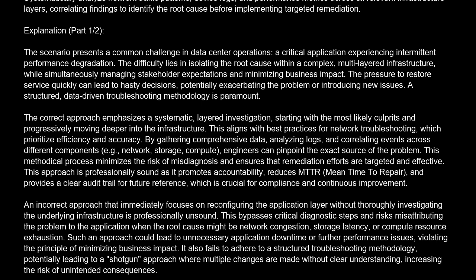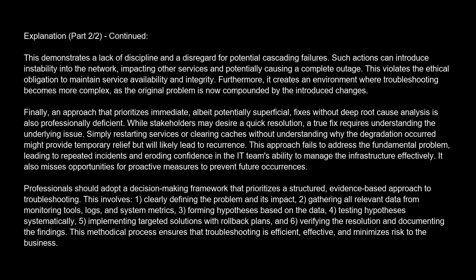Another incorrect approach that involves making broad, unverified changes to network device configurations without a clear hypothesis or rollback plan is highly problematic. This demonstrates a lack of discipline and a disregard for potential cascading failures. Such actions can introduce instability into the network, impacting other services and potentially causing a complete outage. This violates the ethical obligation to maintain service availability and integrity. Furthermore, it creates an environment where troubleshooting becomes more complex, as the original problem is now compounded by the introduced changes.